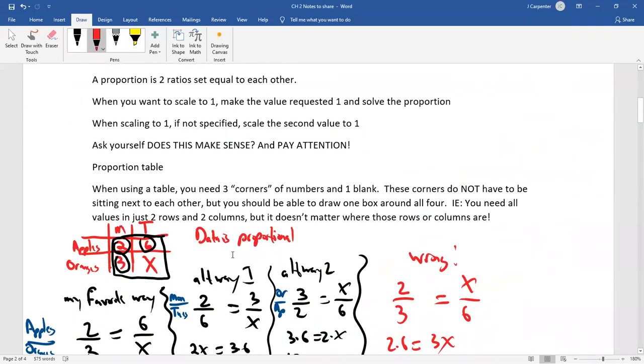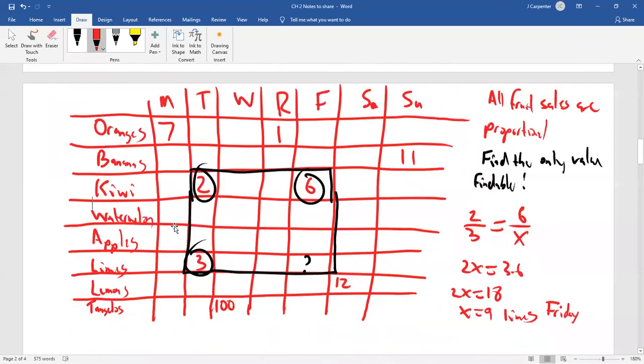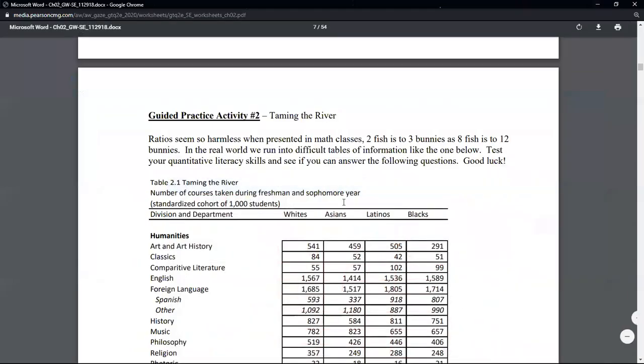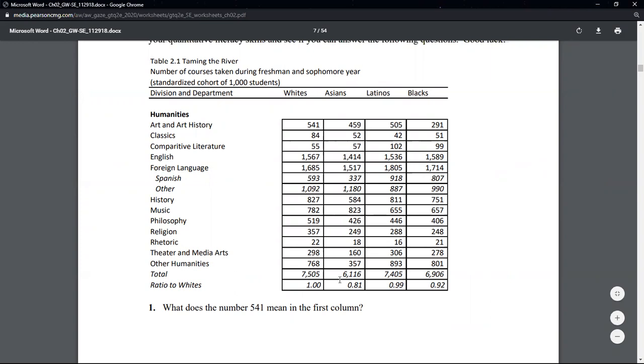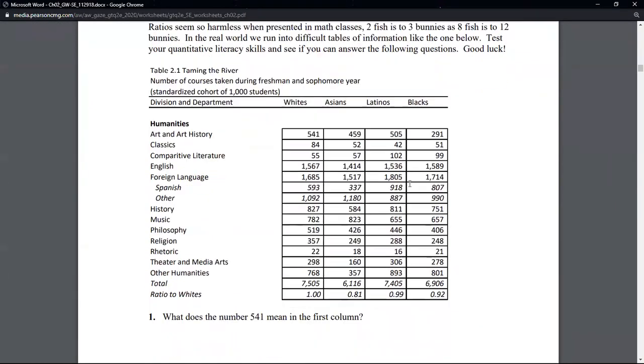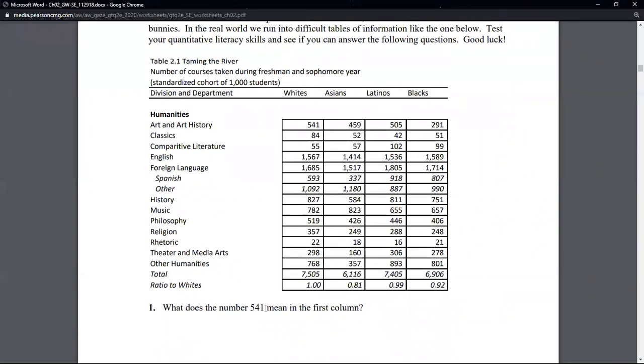This small little dinky apples to oranges, Monday to Tuesday, but in the real world, our tables are much more all-encompassing, lots of fruit, lots of days. It's all about finding where the completed information is. Now, this isn't a lot of missing information, but it's a lot of information all at once. So they say, what does the number 541 represent? I'm not even going to get into that.